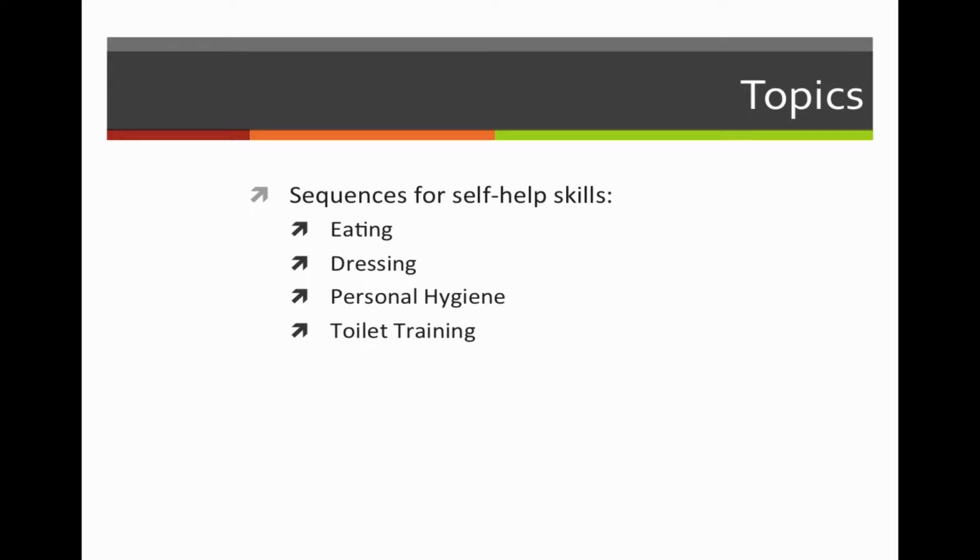But again, even at the secondary level, we might need to go back and work on some maintenance or generalization issues. So some topics for today is how to sequence eating, dressing, personal hygiene, toileting programs. There is a way to teach them that ensures that students are successful in picking up those skills.